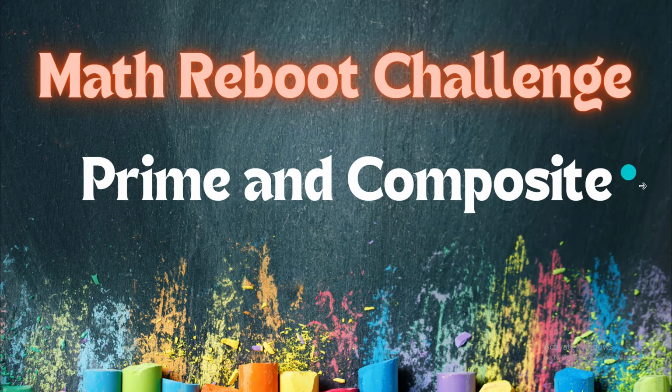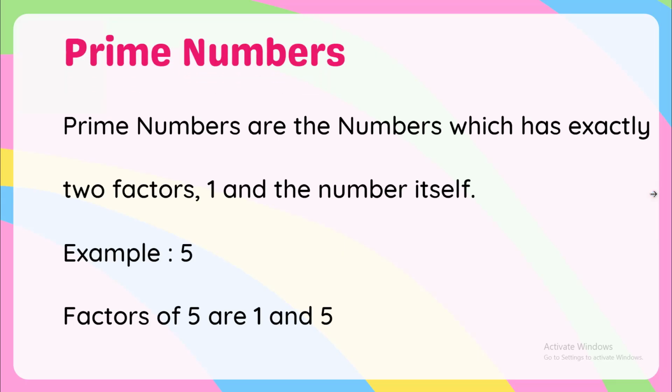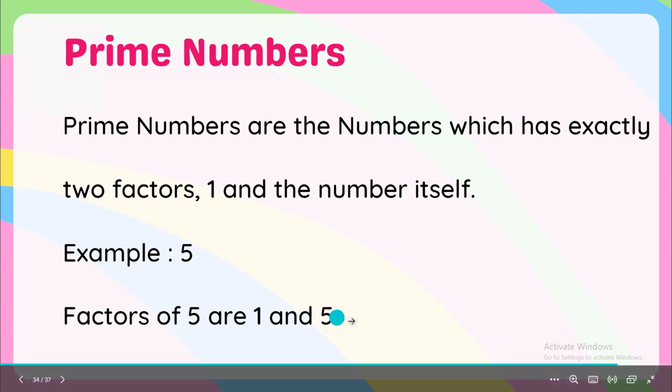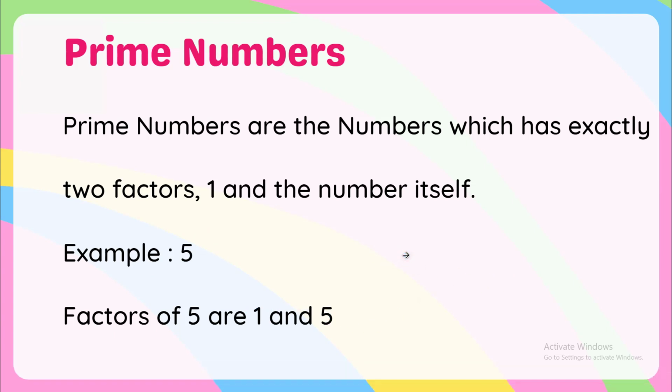Okay, so let's begin. Prime numbers. What are the prime numbers? Prime numbers are the numbers which have exactly two factors, 1 and the number itself. If you have only two factors, then that number is an example of a prime. You just see here, example 5. What are the factors of 5? 1 and 5. Yes or no? So if it has exactly two factors, then that is prime.